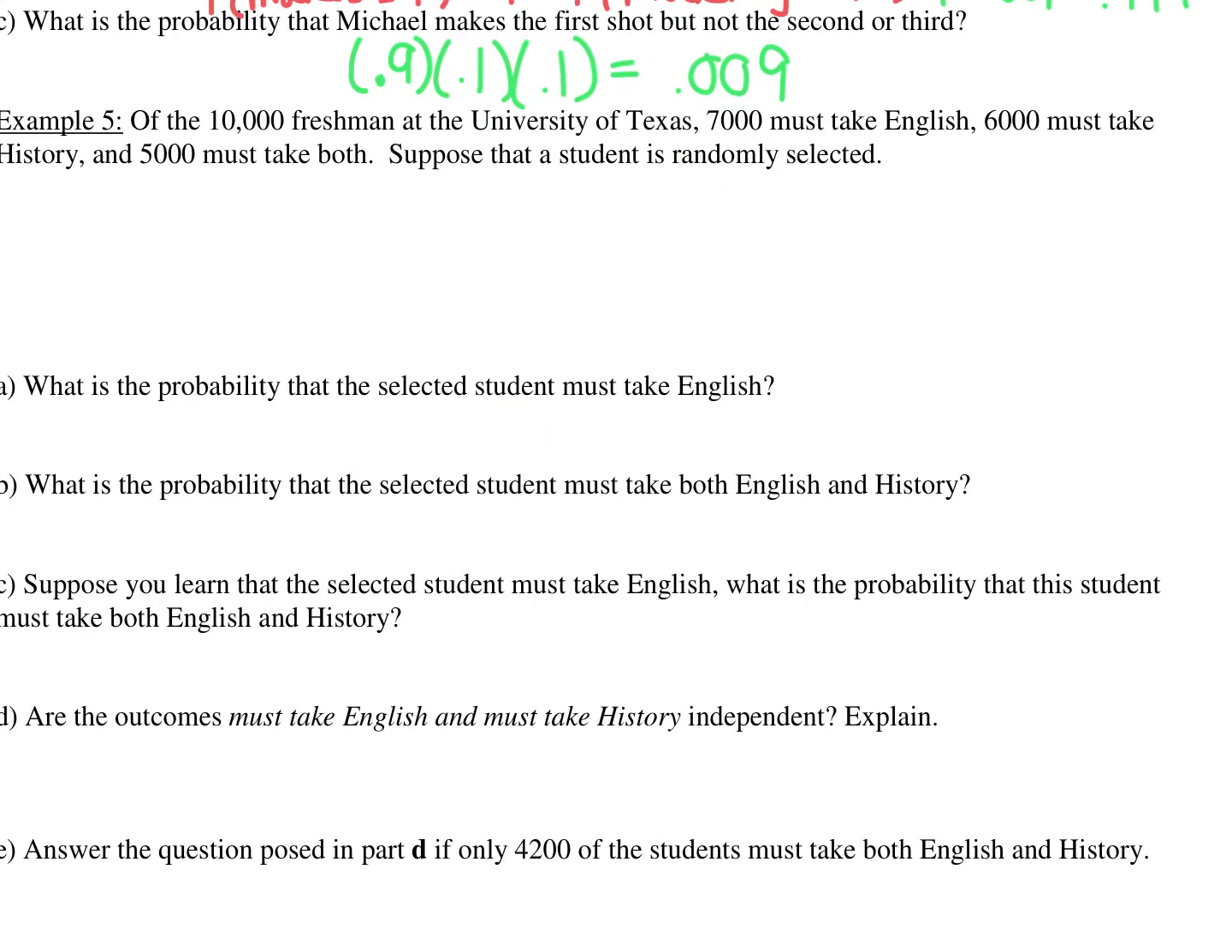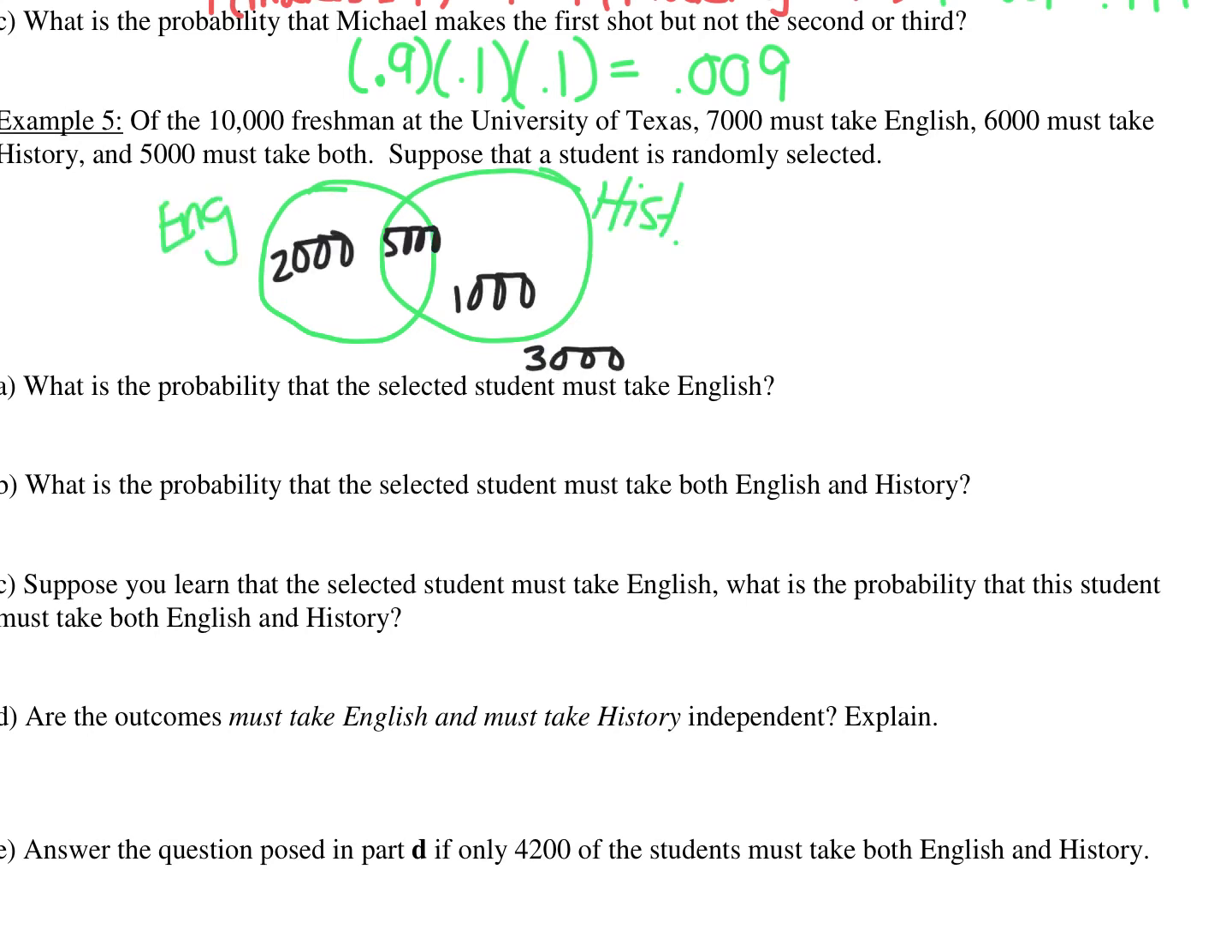Of the 10,000 freshmen at the University of Texas, 7,000 must take English, 6,000 must take history, and 5,000 both. Okay, so set up a Venn diagram, pause the video, and check it. Okay, part A, what's the probability that the selected student must take English? So that's going to be 7,000 out of your 10,000, which is 7/10. What is the probability that the selected student must take both English and history? So that's going to be 5,000 out of 10,000 or a half, 0.5.